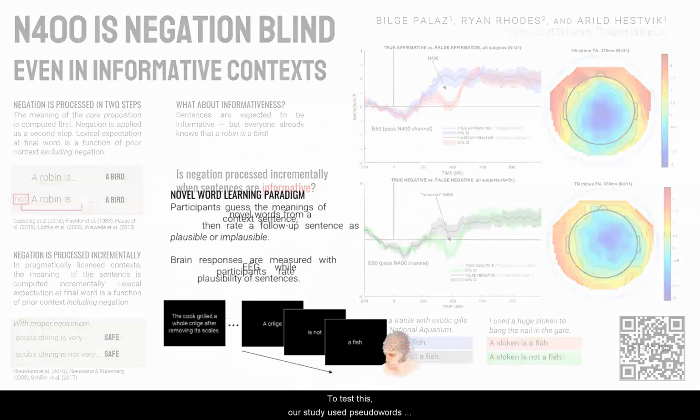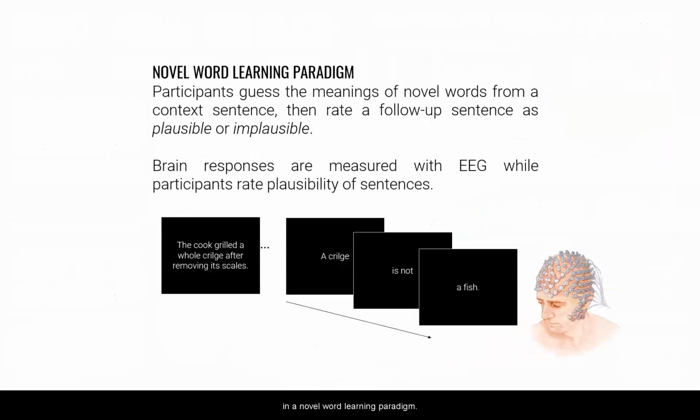To test this, our study used pseudo-words in a novel word learning paradigm. Participants saw a context sentence that includes a pseudo-word, such as "the cook grilled a whole krill after removing its scales." Then, a follow-up test sentence including the same pseudo-word as its subject is presented in three chunks, as in "a krill is not a fish." Participants rated the plausibility of such sentences while their brain responses were measured with EEG. Negation was used informatively in this design because participants had to compute the meaning of negation in order to decide whether the sentences with the novel words are plausible or not.